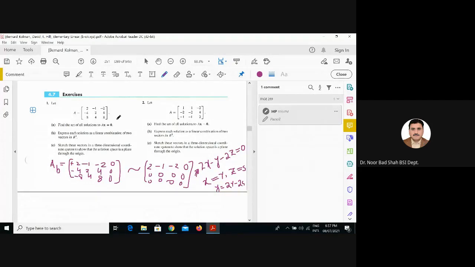So altogether, we get the solution as x is equal to what? x is r. You would write r here. y is 2r minus 2s. That's the solution for the first part, okay? And then the last one, z, is s. And then it says what? Express each solution as a linear combination of these two vectors.